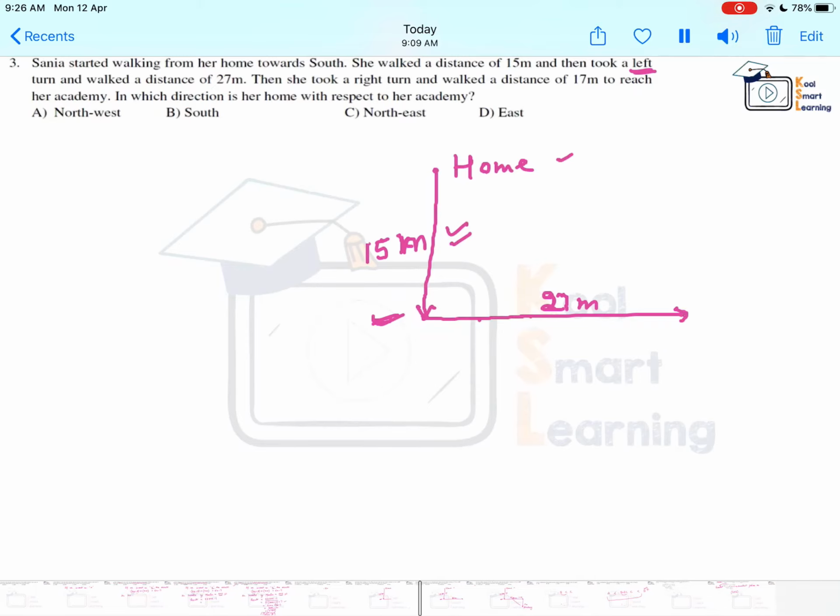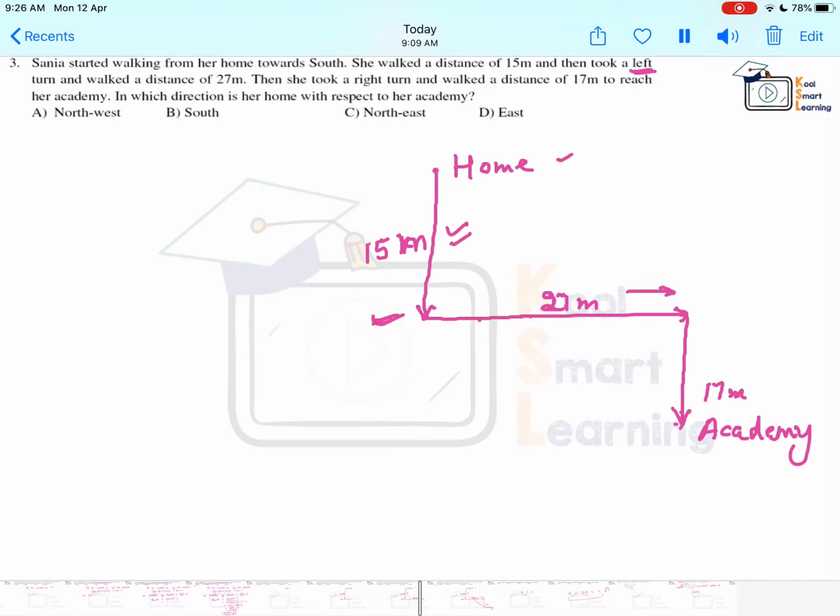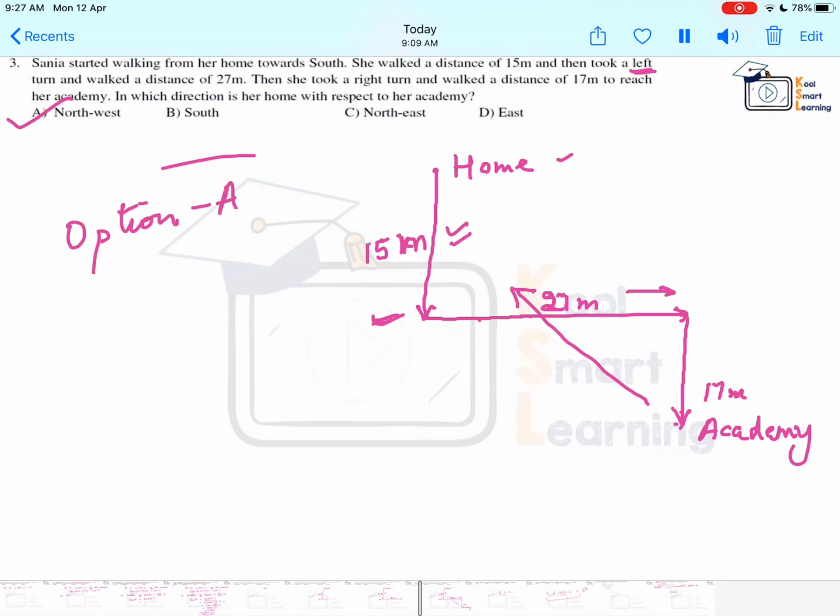So at this point, after walking 27 meters, she took a right turn. Now to find out her right, she should be facing in this direction, and then this would be her right. So she walks a distance of 17 meters and she reaches her academy. So this is her academy. Now in which direction is her home with respect to her academy? So this is this direction, which is northwest. So option A is the answer.